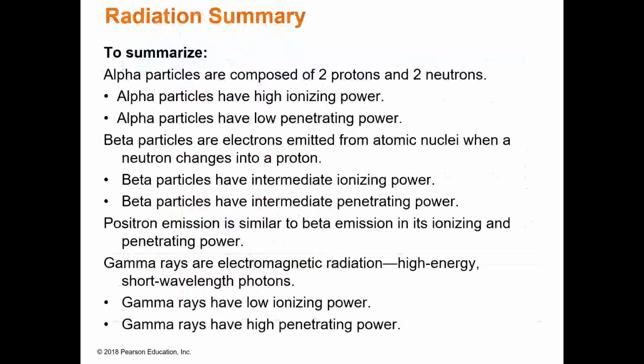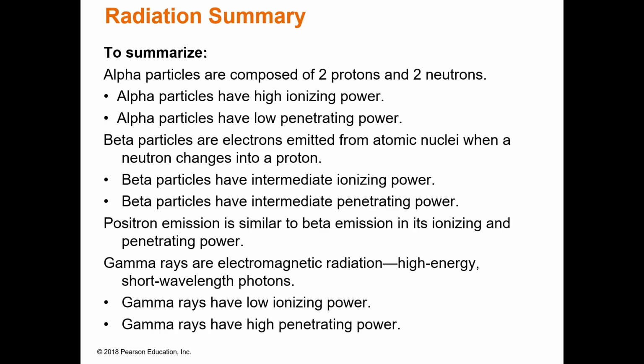Let's pause here and summarize what we've learned so far about radiation types. Alpha particles are big and heavy, 2 protons and 2 neutrons. Because they're massive, they have high ionizing power, meaning they can damage a lot if they hit something, but they also have low penetrating power. They can't even get through your skin. That's why they're only dangerous if they get inside your body.